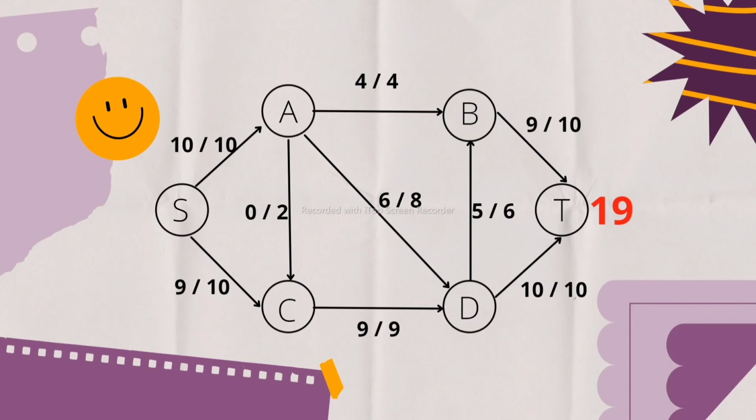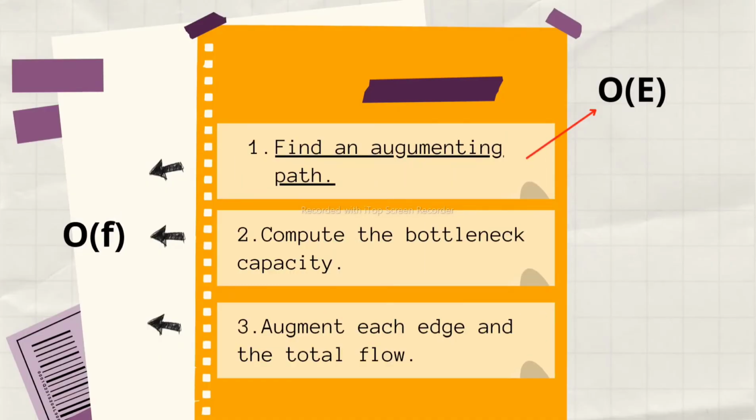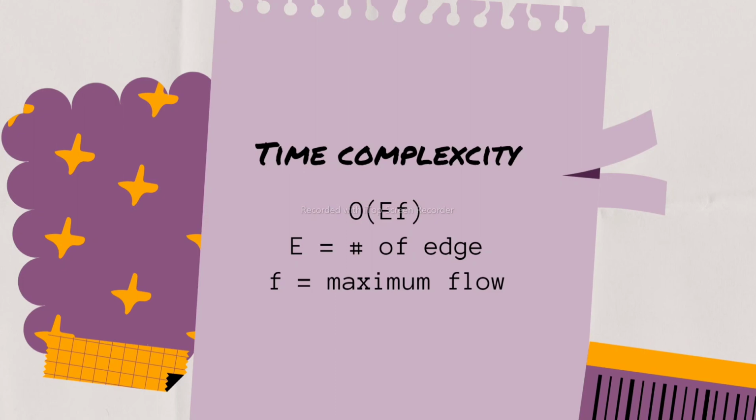You'll likely use depth first search at each iteration to find your path. I won't go into depth on the time complexity, but just think that at each iteration you will need to do a depth first search, which has a complexity of big O of E. In addition, the maximum number of iterations is the total flow value. This will happen if you only update the flow by a value of 1 each time. This gives us a complexity of big O of E times F.